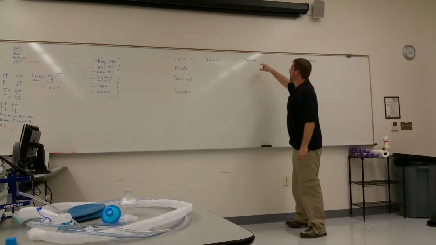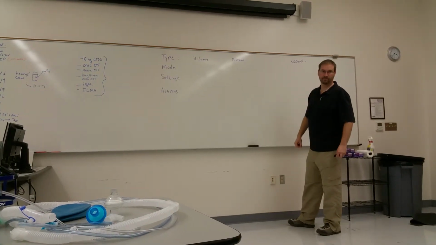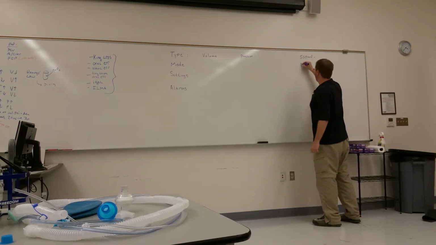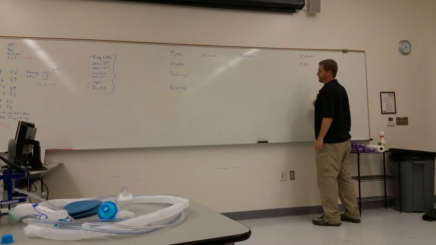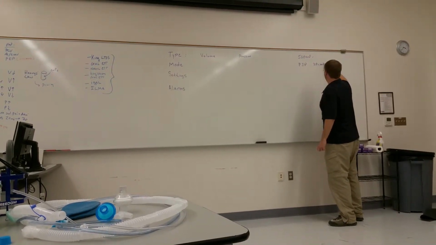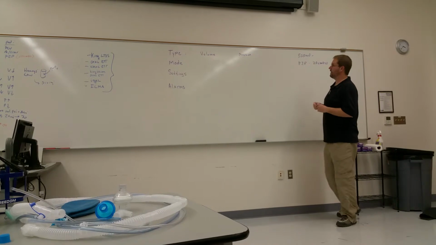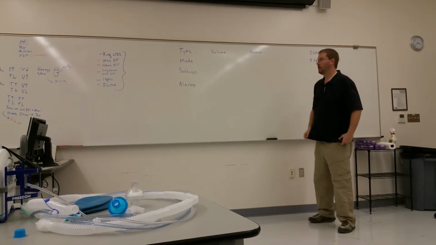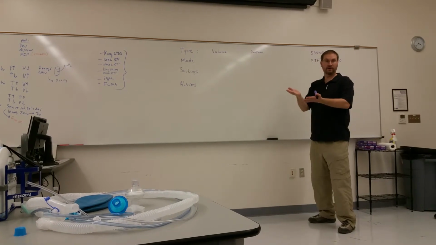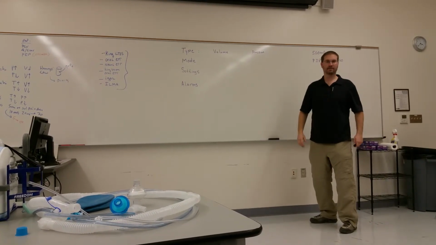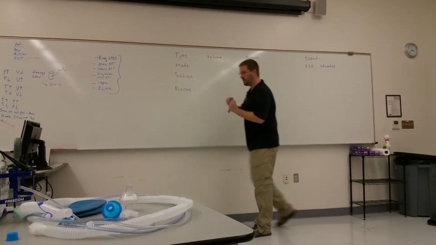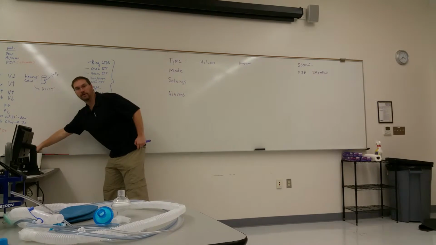What do you think pressure-controlled ventilation does? Instead of setting a volume, you set a PIP, a peak inspiratory pressure. So let's just say that I set my PIP at 20 centimeters of water. What do you think the ventilator is going to do? It's going to deliver breath until it hits 20 centimeters and then it cycles off. Does that make sense?